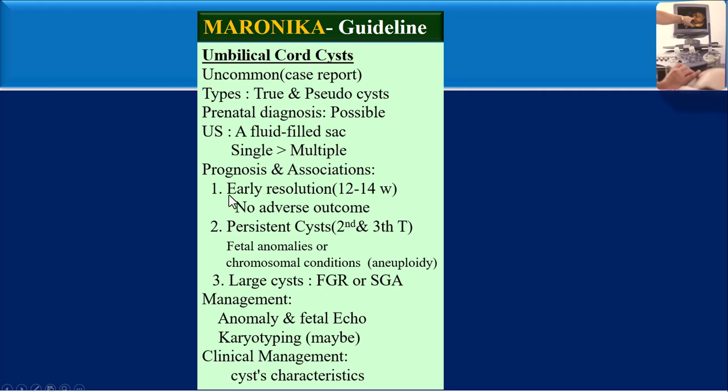than multiple. About prognosis and associations, umbilical cord cysts that show early resolution up to 12 to 14 weeks have no adverse outcome, but persistent cysts into the second and third trimester may be associated with fetal anomalies or chromosomal conditions like aneuploidy. Large cysts with compression of umbilical cord vessels may be associated with FGR or small for gestational age fetuses. Management includes prenatal assessment by anomaly scan and fetal echocardiography; karyotyping may be needed if we have persistent cysts into the second and third trimester, and clinical management depends on cyst characteristics.